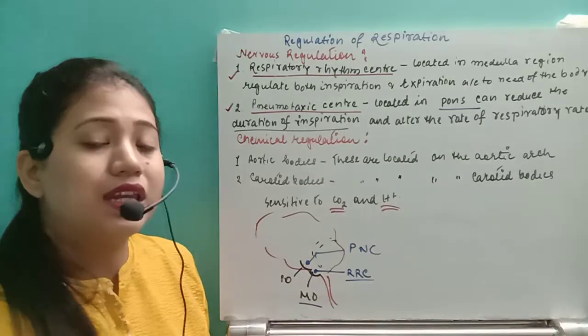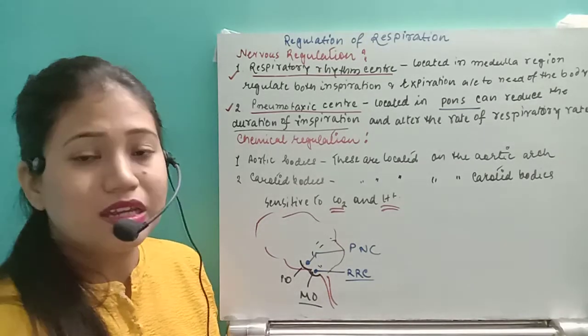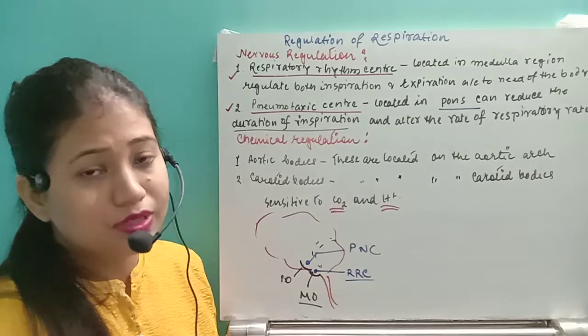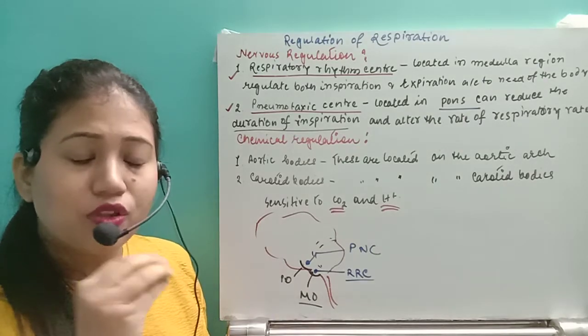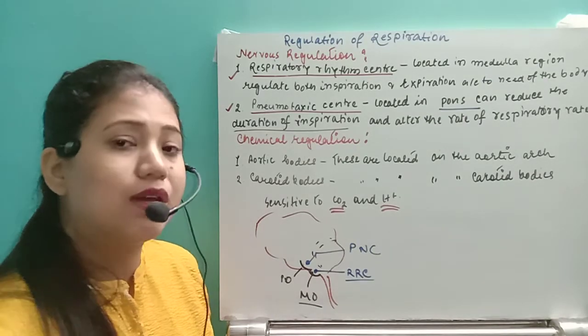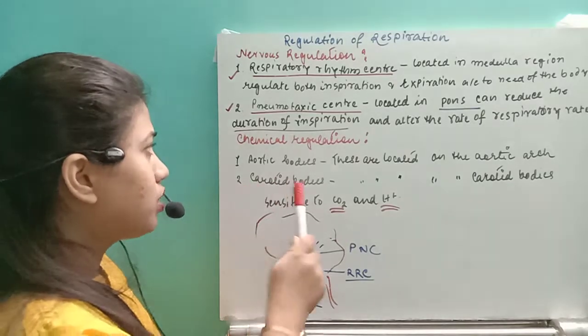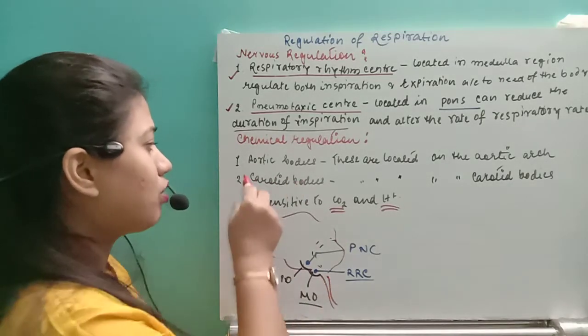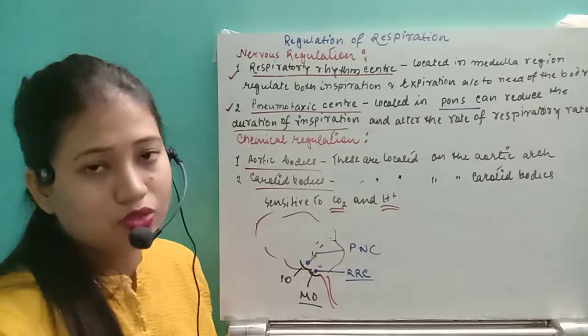So who will understand the presence of this carbon dioxide and hydrogen ion? There are some centers, some type of small centers present in the blood vascular system. Two bodies we have. What are they? One is the aortic body and another is the carotid body.